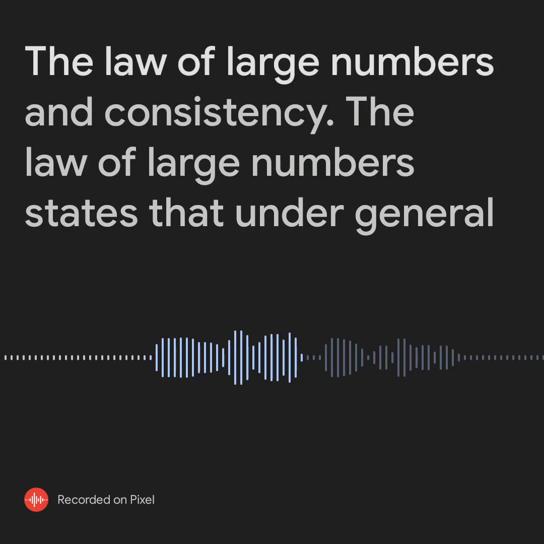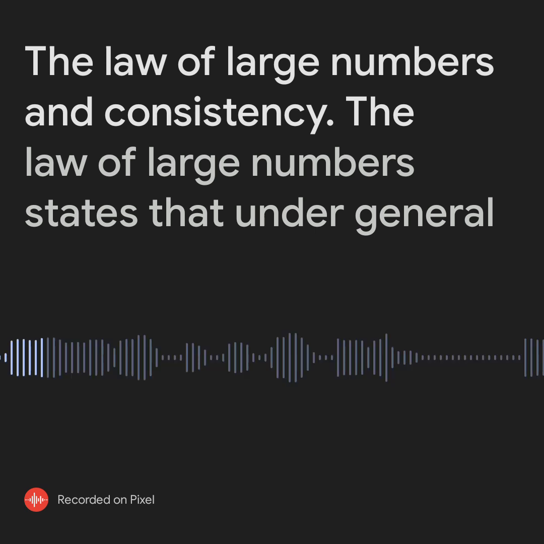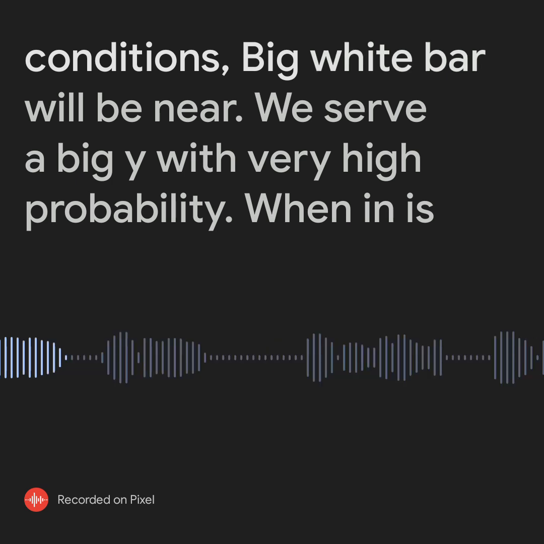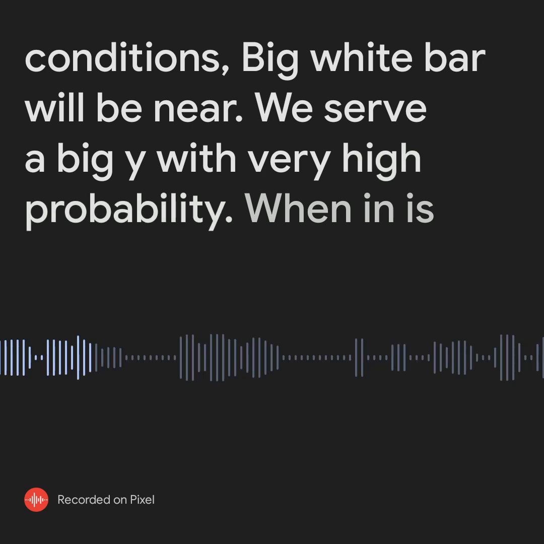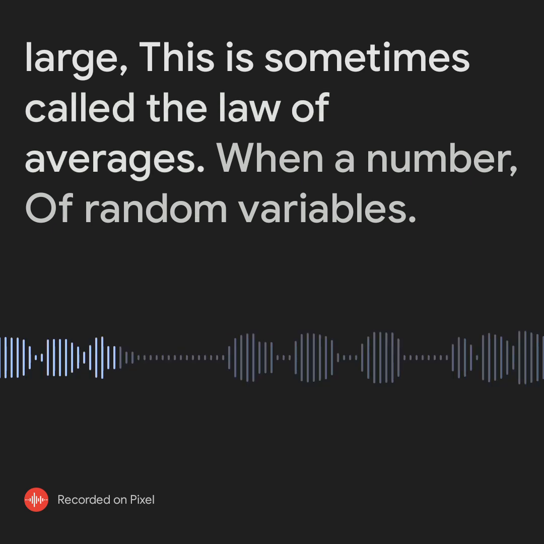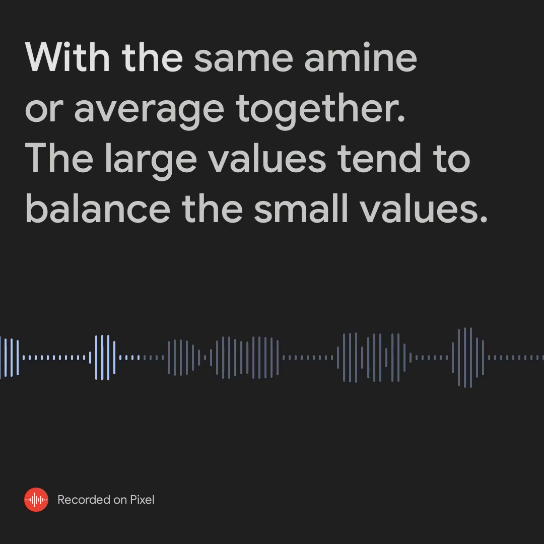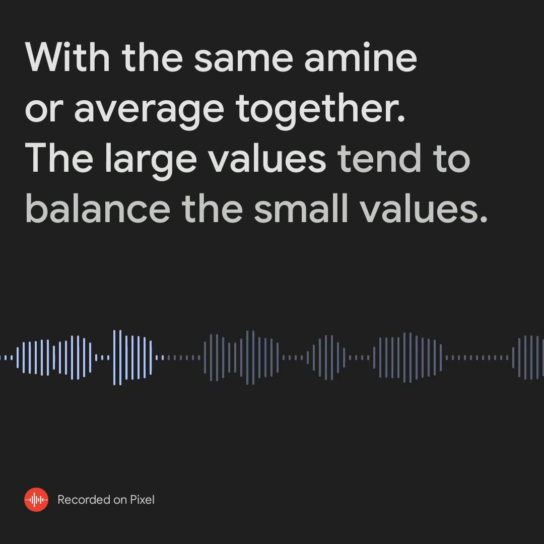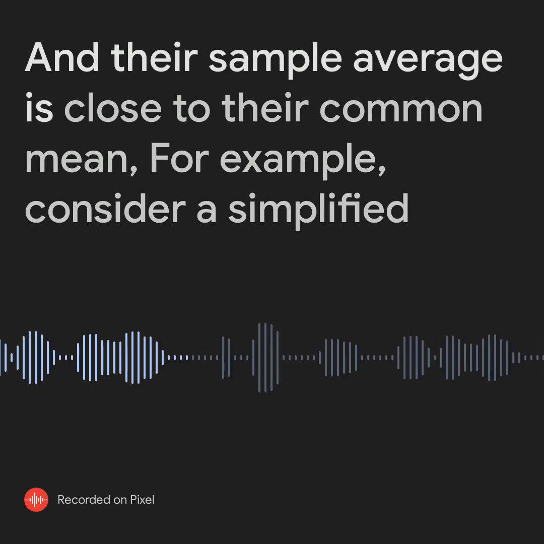The law of large numbers and consistency. The law of large numbers states that under general conditions, Ȳ will be near μ_Y with very high probability when n is large. This is sometimes called the law of averages. When a number of random variables with the same mean are averaged together, the large values tend to balance the small values, and their sample average is close to their common mean.